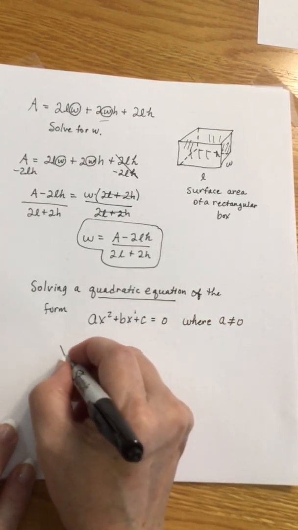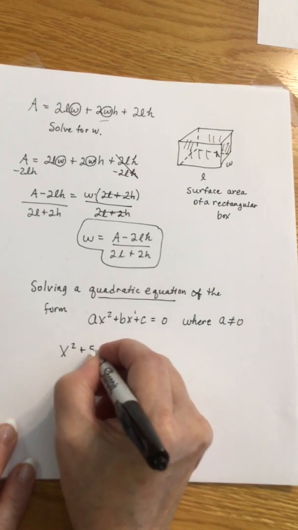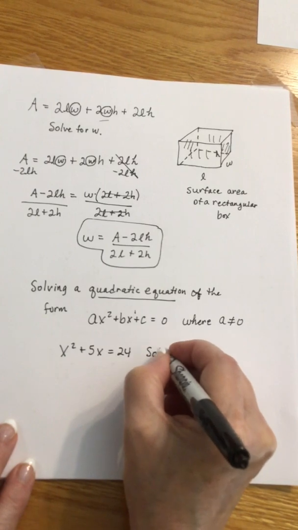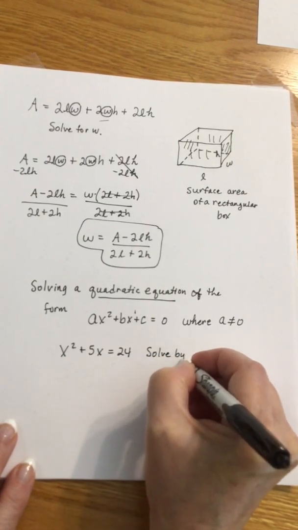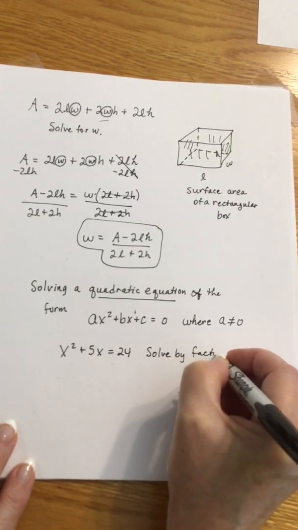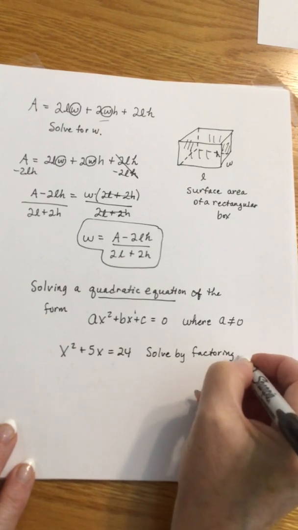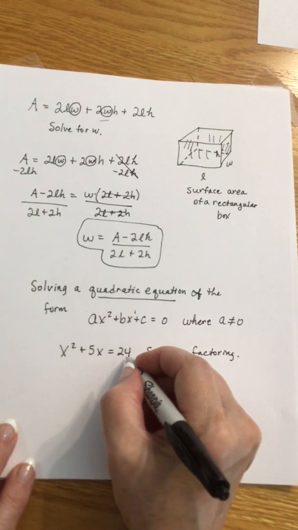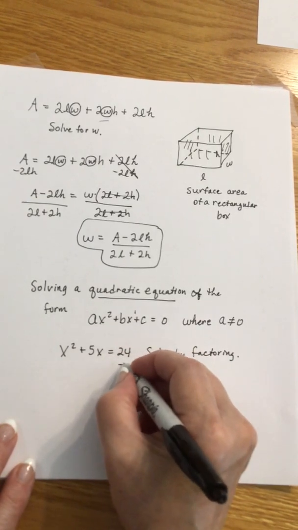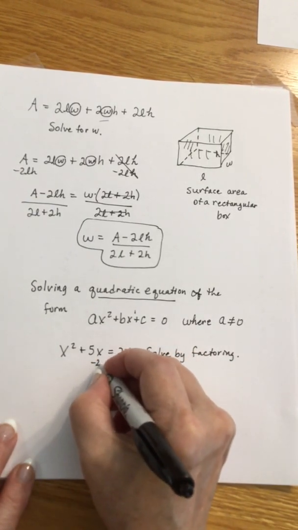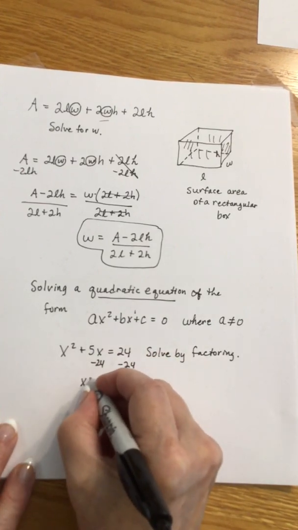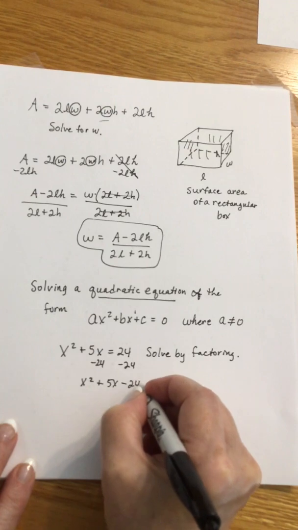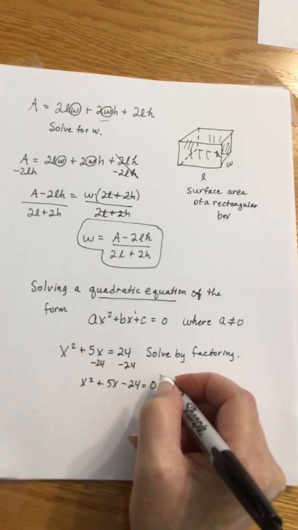So for an example, we're going to have x squared plus 5x equals 24. And we're going to solve by factoring. Now, to be able to get it into this form, we have to get this 24 over to the left-hand side. So we're going to subtract 24 from both sides. So that gives me x squared plus 5x minus 24 equals 0.